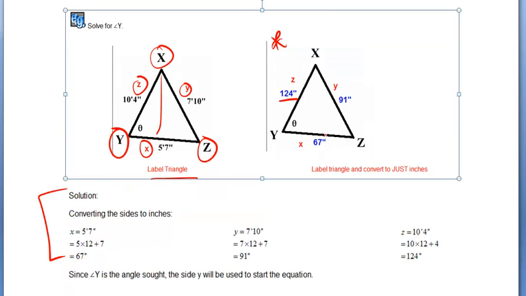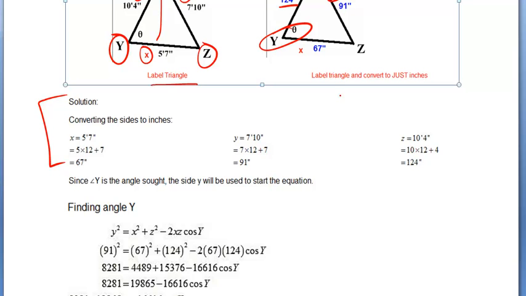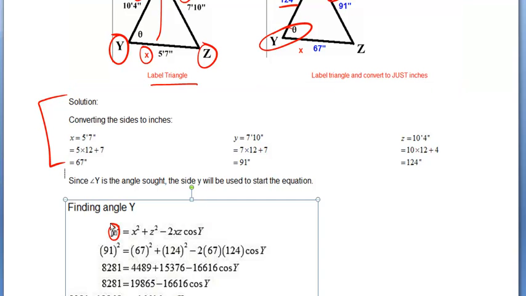Since we're looking for side y, little y, since we're looking for capital Y, the angle, we're going to start our formula being y squared equals x squared plus, and we go on from there. So down here, y squared equals x squared plus z squared minus 2xz cos y. This one and the one at the end are always the same. That's why it's c squared equals a squared plus b squared minus 2ab cos c. It's always the outside two that are the same. The other ones kind of fill themselves in.